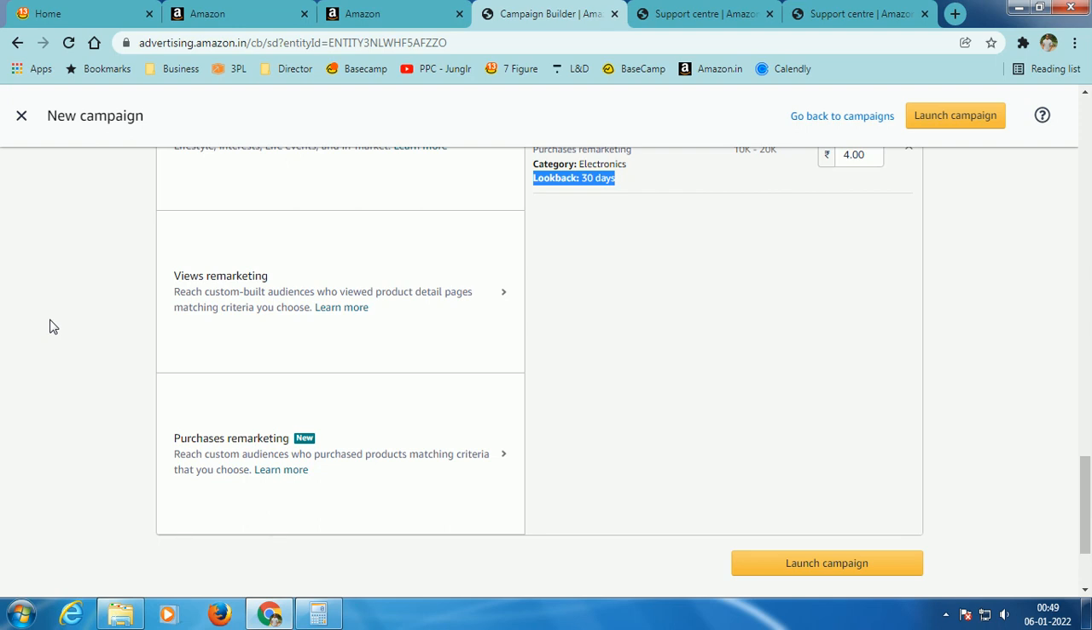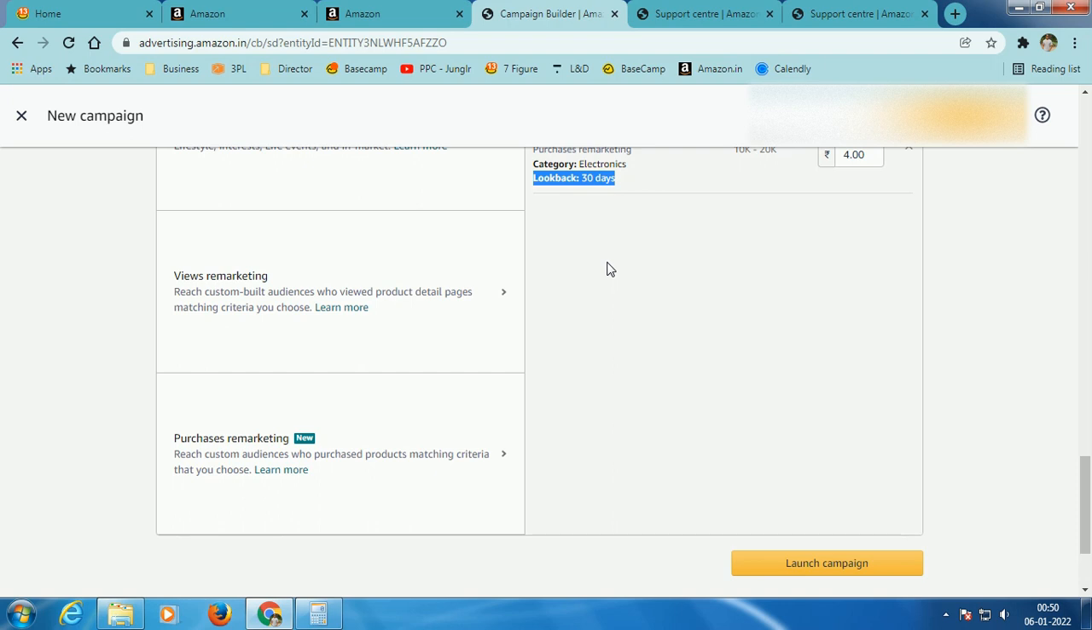You will not get this data from Helium 10 or Jungle Scout. So views remarketing is telling you the market demand or market potential, right? You have several options here. You have time frames like 7 days, 14 days, 30 days, 60 days, 90 days. It is better to go with 60 days or 90 days, because there is also some attribution period and all. The larger the duration, the better, right?